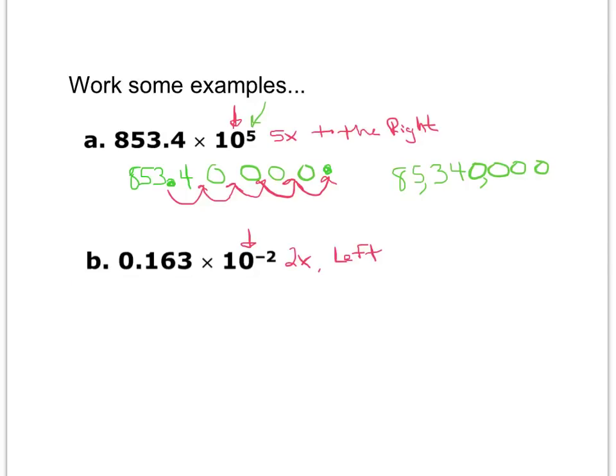So what you can do is we can just rewrite our number, 0.163. Here's my decimal place. I want to move it 2 times to the left. So we go 1 place, 2 places, add my new decimal place, fill in my zeros, and so now I get a new answer of 0.00163. And that's what this value is. It's just a different way of writing it.